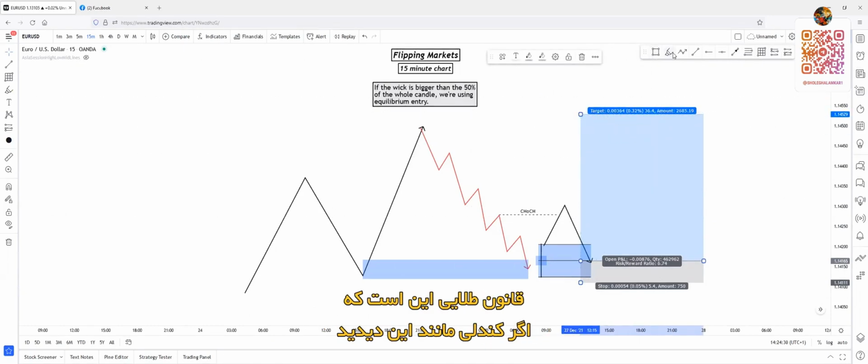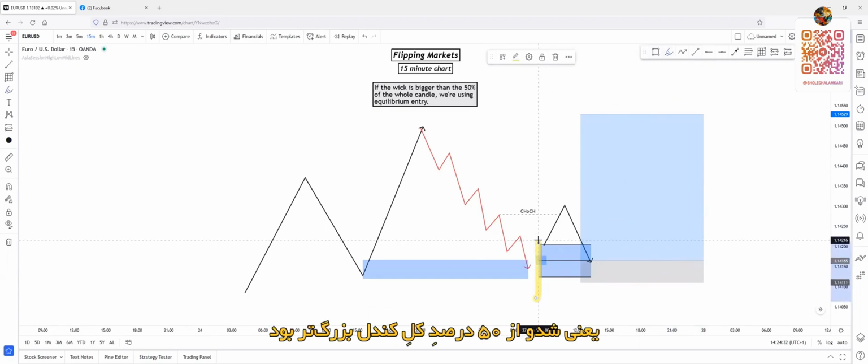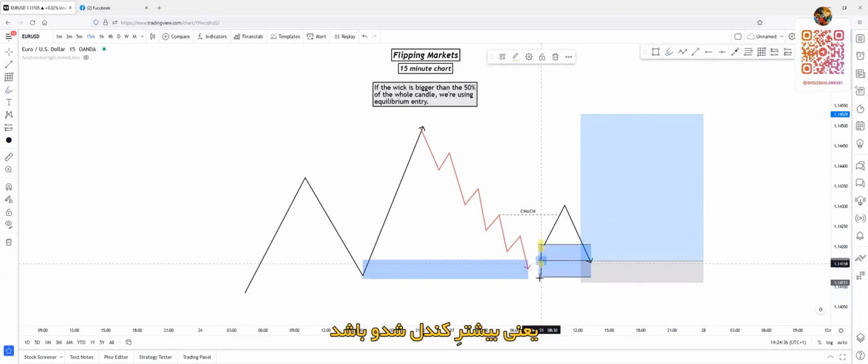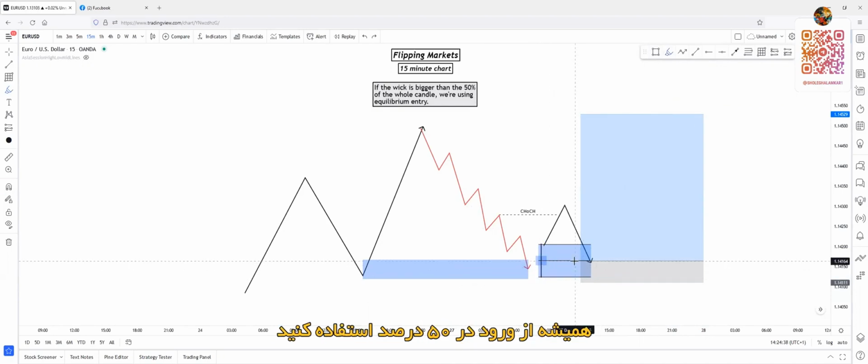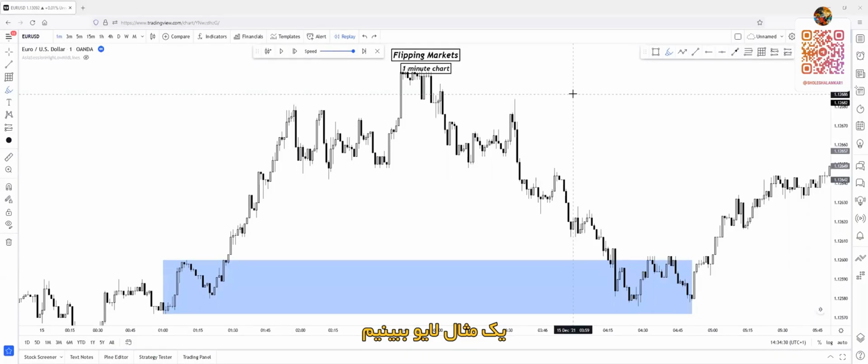That's also a golden rule. If you see a candle like this, where the wick is bigger than the 50% of the whole candle, meaning there is more wick than candle, we will always use the 50% equilibrium entry. That's a golden rule. Okay, let's see a live example for this.